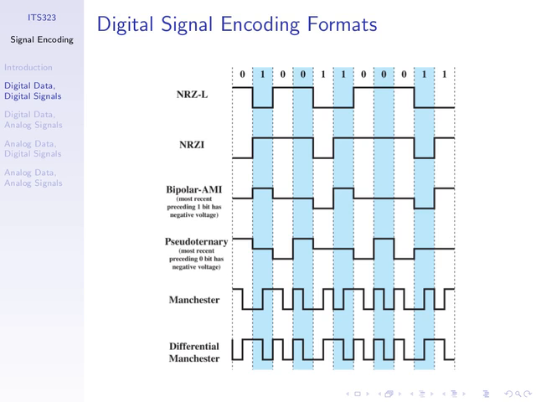Bipolar AMI, why? The last one? It does not alternate. Good. Bipolar AMI: 0 voltage for bit 0, alternates between high and low for bit 1. 0 voltage, okay, 0, high, 0, low, 0, low.